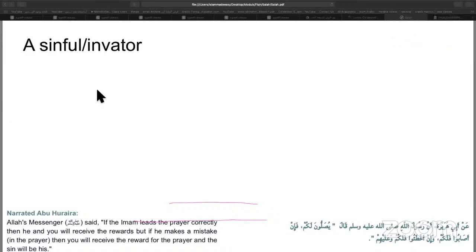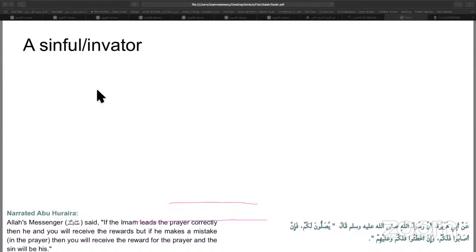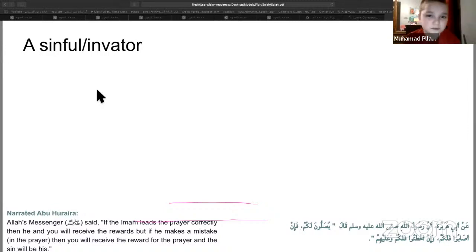Can we pray behind him? No. Yes, of course we can pray behind him. He gets a sin for what he does. Allah does not ask us to investigate everybody.